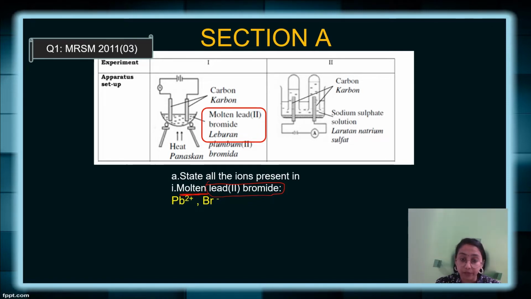If you don't want to use a formula, you can also spell it out, but make sure when you write your lead(II) ion, you put the Roman numeral 2. If you write just lead ion, it's wrong already. So when you want to spell out, you have to be careful.